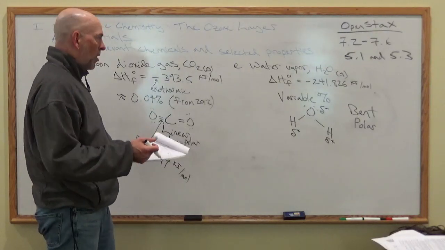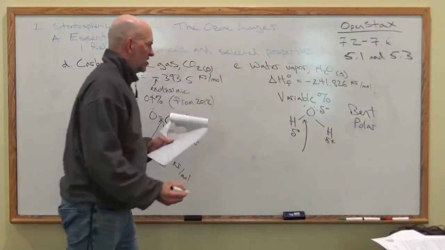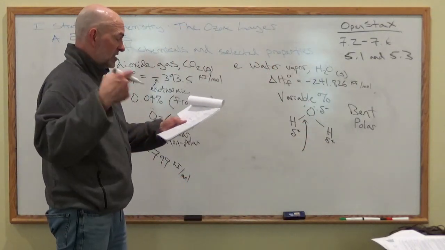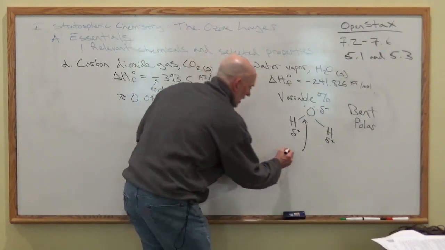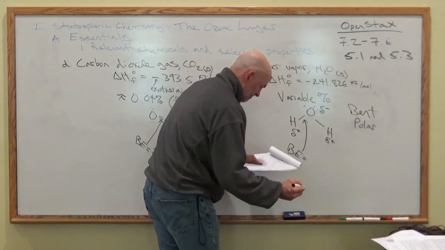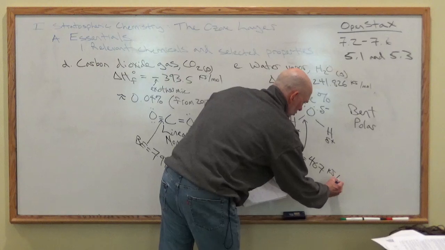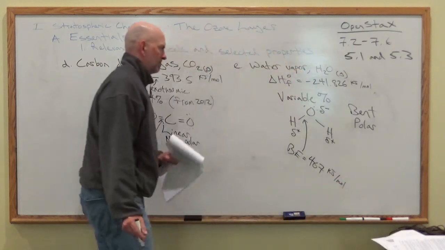And let's see, the bond energy here, it's only a single bond between oxygen and hydrogen. You can look that up. That is just a standard part in the table. And the bond energy there is 467 kilojoules per mole.